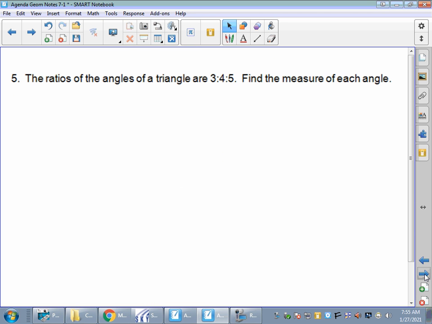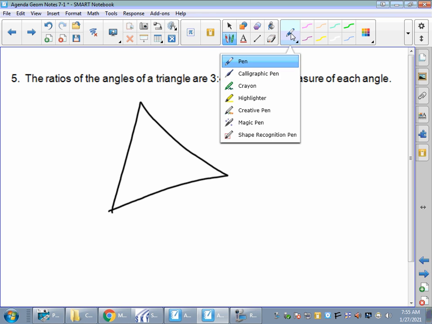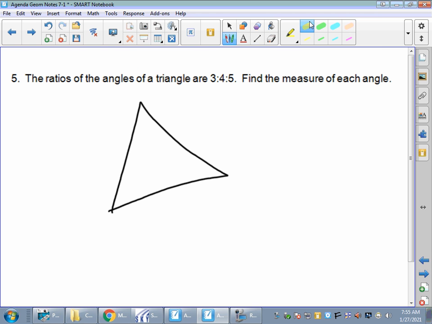This one's a good one. The ratios of the angles of a triangle are 3 to 4 to 5. Find the measure of each angle. So again, triangle, not a very good one. Are we dealing with sides or angles on this one? Right, so angles. I don't know anything about the sides, but I know 3 to 4 to 5. Now, obviously, those angles are not 3, 4, and 5 degrees. Doesn't make any sense, right?